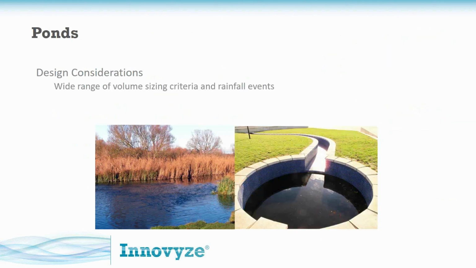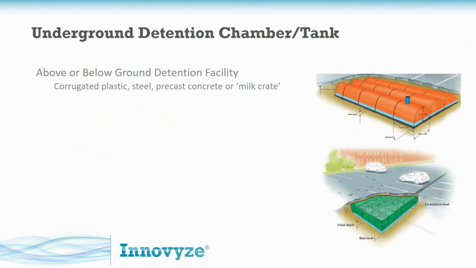So design considerations. There's a huge range of volume sizing criteria and rainfall events for ponds, because they can really be water quality devices and extreme flood protection devices. So I'll call out, in addition to all the different types of uses for these facilities, their usually quite complex outlet structures. You might have an orifice for every rainfall event and a weir and so on and so forth. Clearly, we need to have a very real hydraulic analysis of what's happening here.